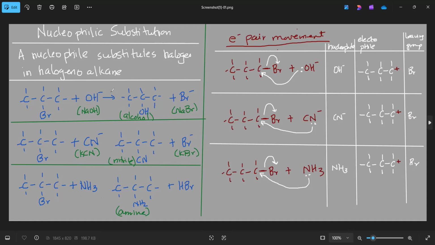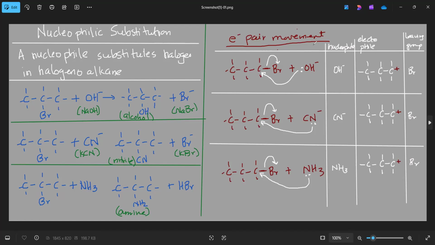The products: if the OH minus, or sodium hydroxide, potassium hydroxide, reacts with halogenoalkane, I get an alcohol. If potassium cyanide is reacting, then I get a nitrile, and if ammonia is reacting, I get an amine. So these are the products.